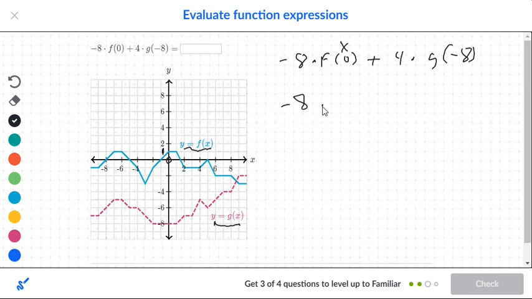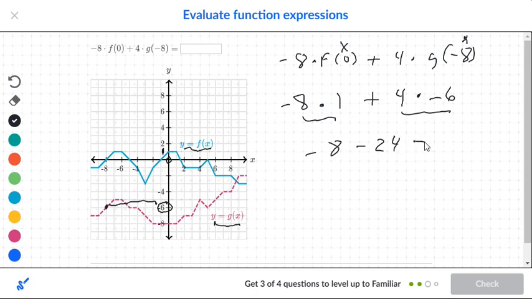So negative 8 times the 1 plus, we got the 4 times, remember this is the x, so that's your x. Negative 8 is right here. Want to drop down to here, then we want to move across here, and it's at the negative 6. So we want to multiply these two sets of numbers and then combine. So negative 8 times 1 is a negative 8. 4 times a negative 6 is a negative 24. Go ahead and combine those together, and you get a negative 32.